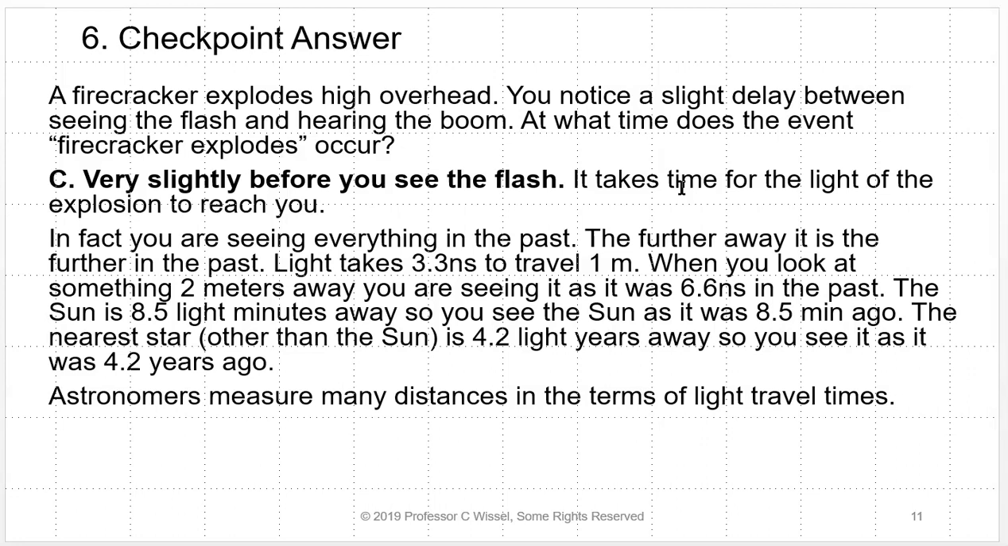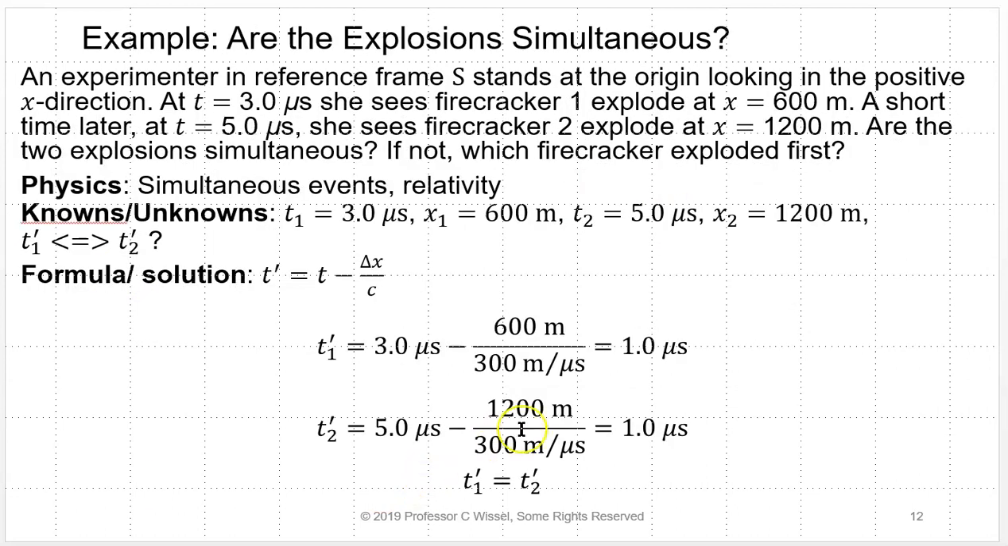So the further away something is, the further it is in the past. It takes 3.3 nanoseconds for light to travel 1 meter. When you look at something 2 meters away, you're seeing it as it was 6.6 nanoseconds in the past. The sun is 8.5 light minutes away, so you see the sun as it was 8.5 minutes ago. The nearest star other than the sun is 4.2 light years away, so you see it as it was 4.2 years ago. Now, this is the reason we use light travel times in astronomy, because it's so important to us. Everything has a light travel time, because in astronomy the distances are so huge.